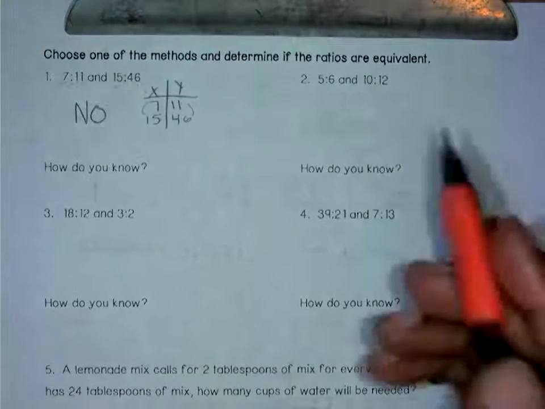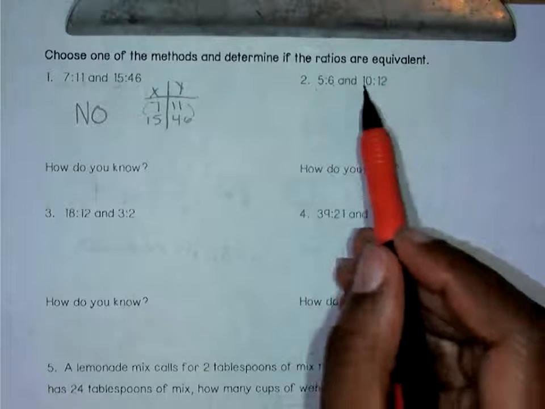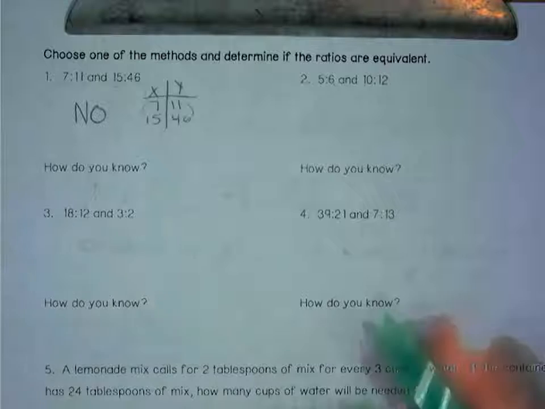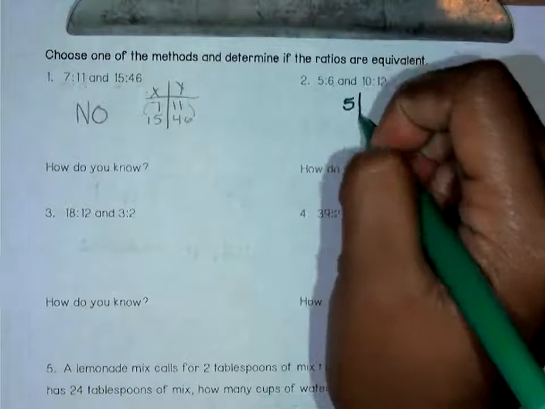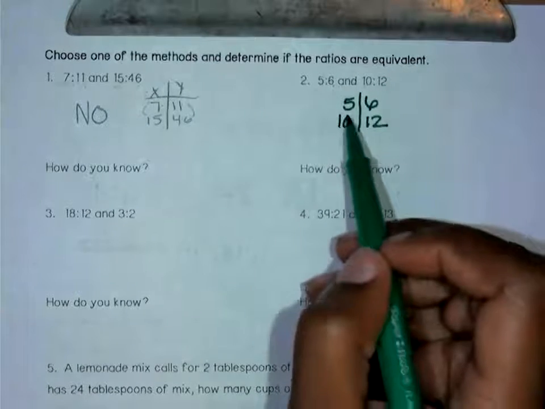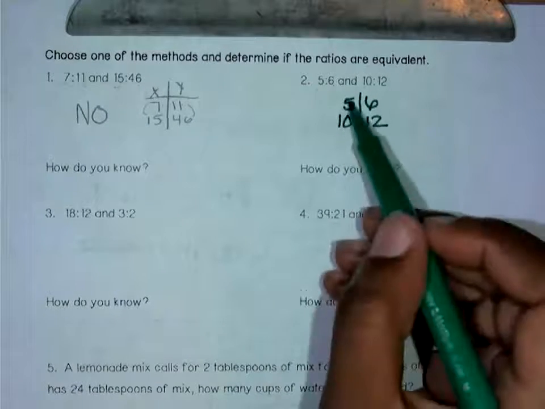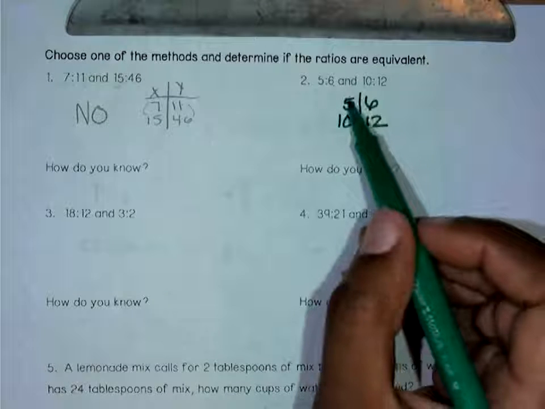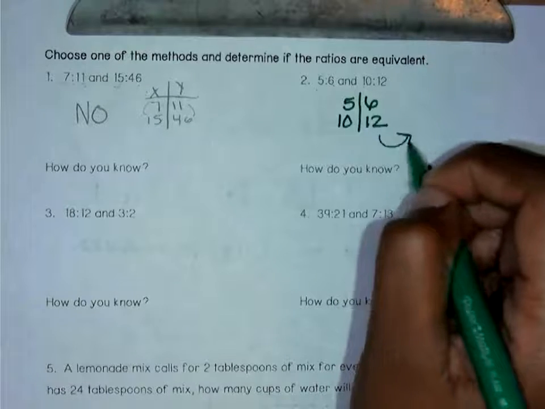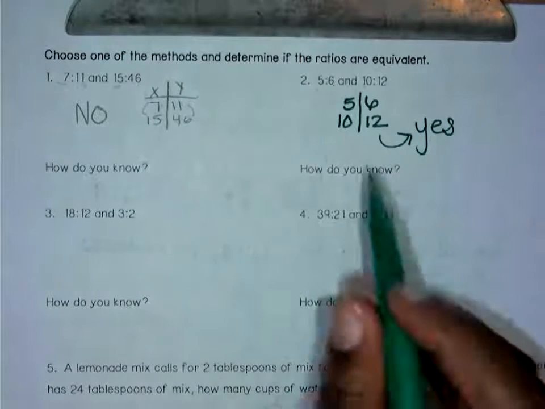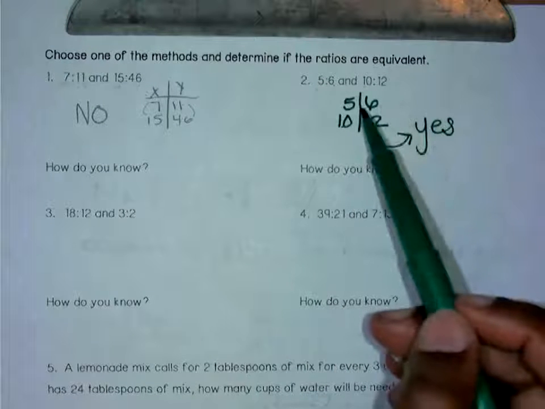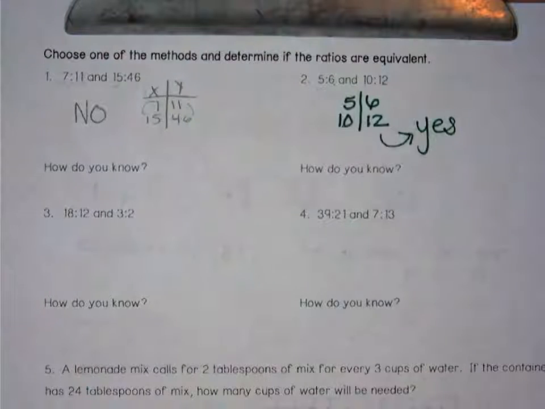So number 2 says 5 to 6 and 10 to 12. The easiest thing for me to do is set up a table, 5 to 6, 10 to 12. And I'm looking at it, all right. So I have 5 to 6 and everything got doubled. 5 plus 5 is 10, 6 plus 6 is 12. Is that equivalent? Yes. This one is equivalent because when you divide both of these by 2, you go back to your original 5 to 6. So those two are equivalent.